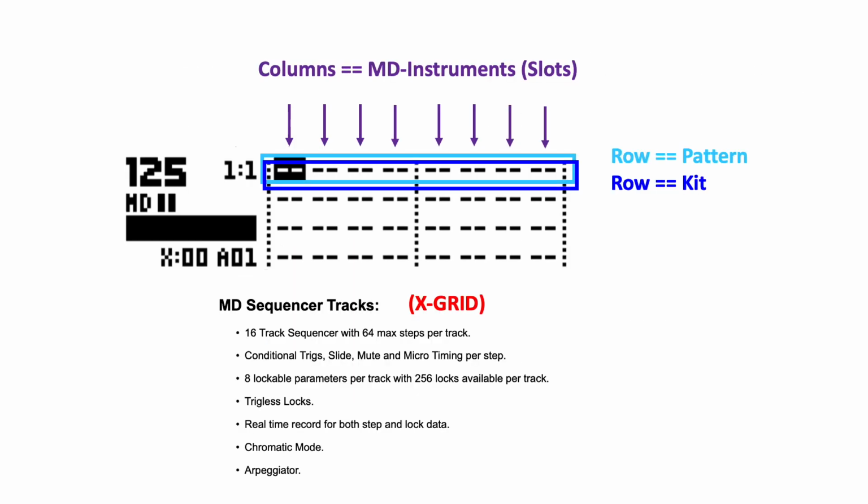So how is a grid organized? Here you can see that we have different columns which correspond to different Machinedrum instruments, the so-called slots, and in addition to that we have the rows which correspond to patterns and, in addition, to kits. So this means that in each row different sequencer data can be stored that can sound differently. So in a row you have the sequenced data in addition to different sound options.